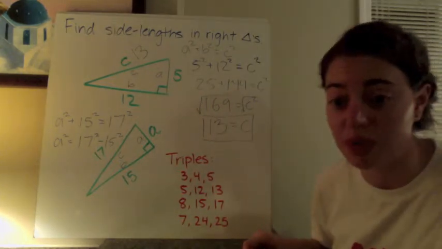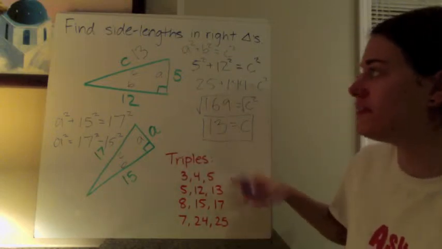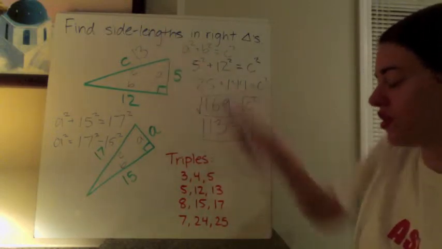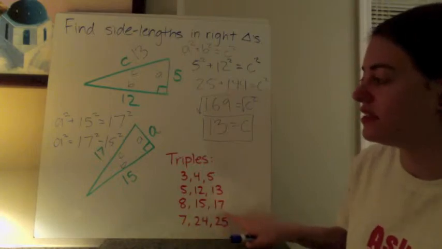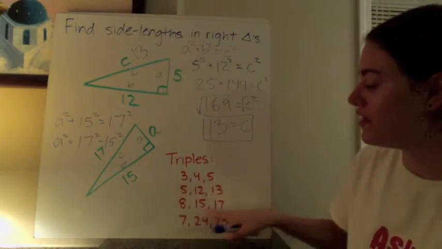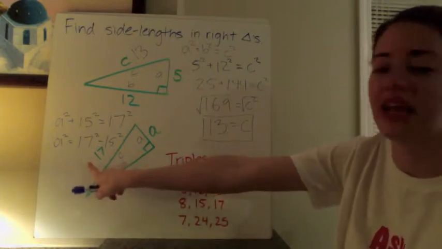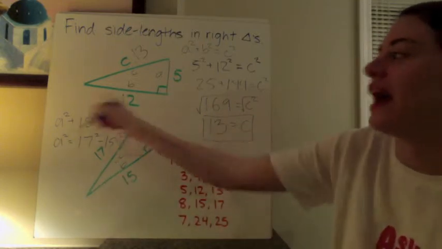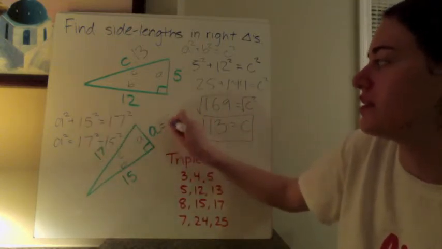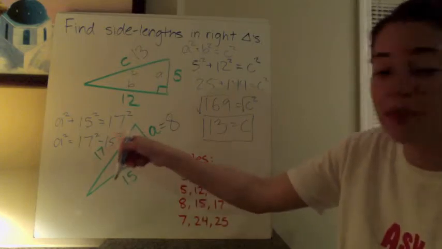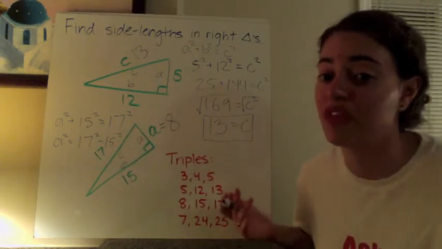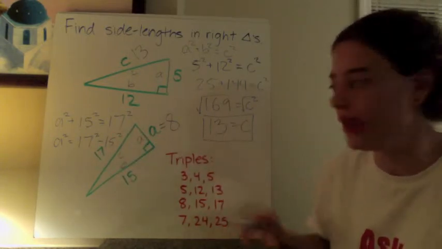3, 4, 5 is the most common. After that, we have 5, 12, 13. This one we just solved. 8, 15, 17. So using 8, 15, 17, if I have a 15 and a 17, I can just go ahead. I don't even need to set this up. I know A is going to be equal to 8. If you typed that into your calculator as you were watching, hopefully you got that A was equal to 8.